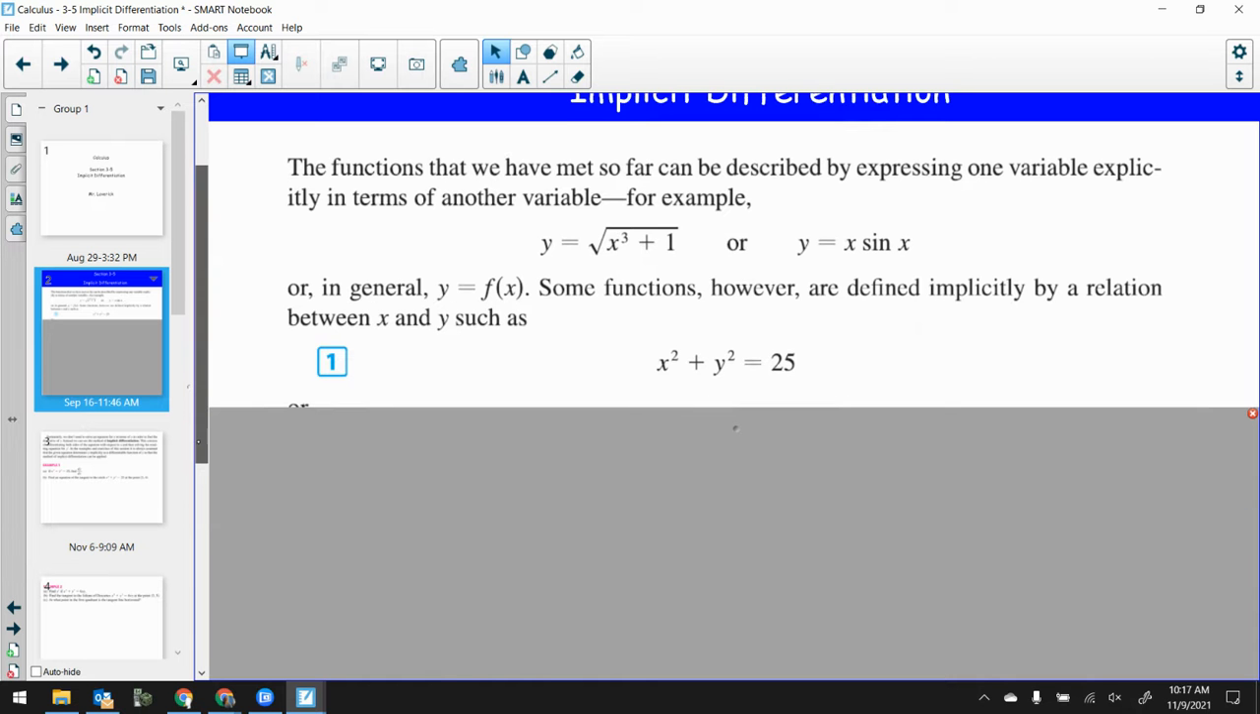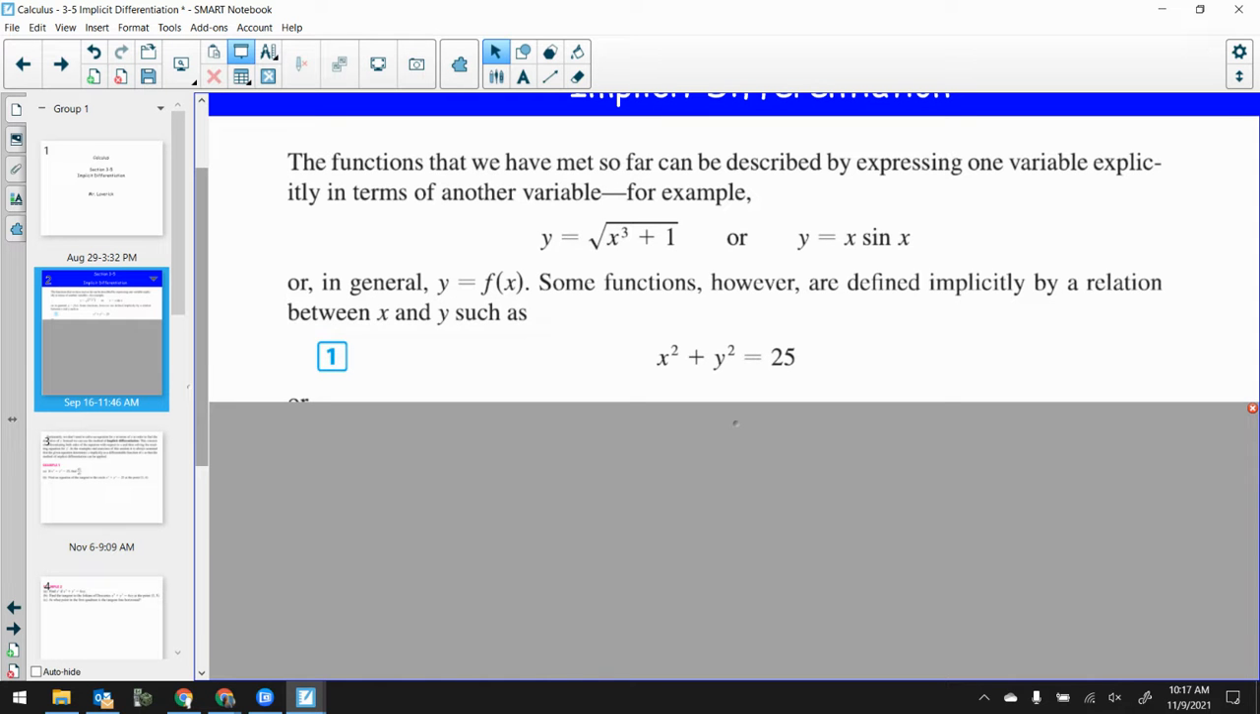But what we haven't really encountered yet are these types of functions. X squared plus y squared is equal to 25. Can anybody tell me what type of function that is? What type of graph does that come out to be? Does anybody remember? X squared plus y squared is equal to 25.